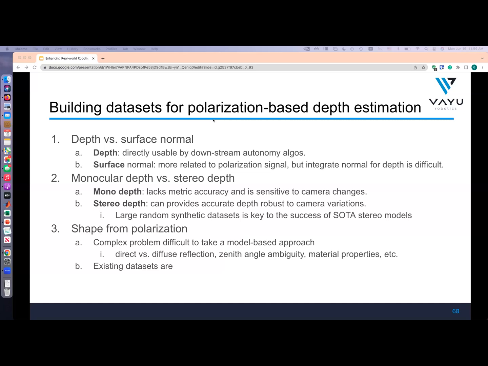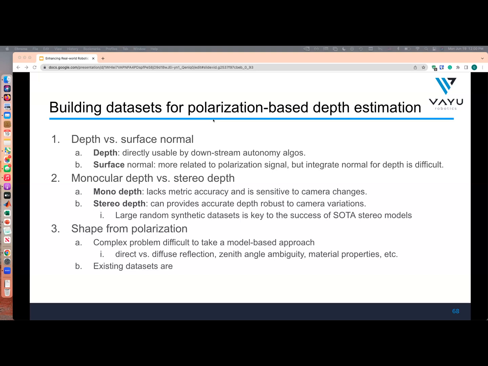Previous work in stereo or optical flow estimation networks has shown that a large random synthetic data set is key to achieving state-of-the-art results for stereo or optical flow estimation tasks. For example, the very popular data set Flying Things 3D and recent work in stereo depth estimation such as CRE stereo.